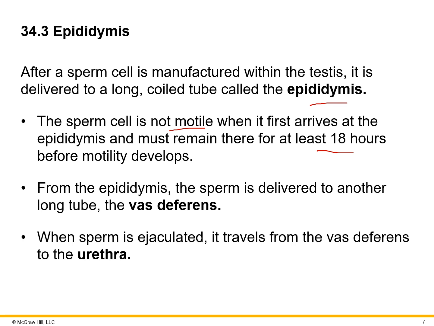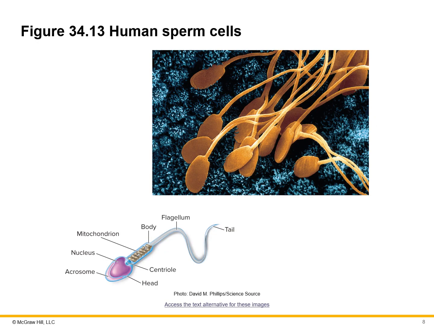Once it becomes motile, after about those 18 hours, it goes from the epididymis through that long tube, and then to another tube called the vas deferens. That's the longer route that it's going to take toward the penis. And then once it's ready for ejaculation, from the vas deferens it'll move out through the urethra to exit the penis. I'm looking just at the human sperm cell.